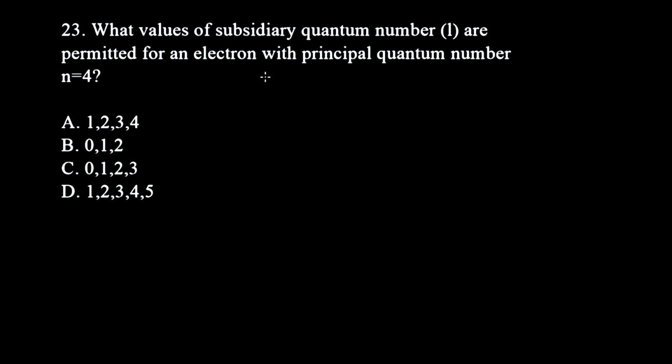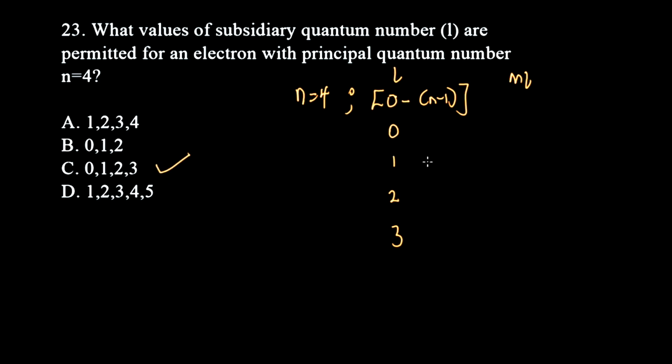So for this question, what values of subsidiary quantum number L are permitted when n equals 4, right? So L is basically 0 to n minus 1. So we have this to be 0, 1, 2, 3. Our ml, we don't need that basically. So we have this to be the right answer.